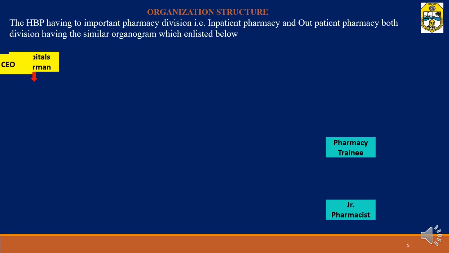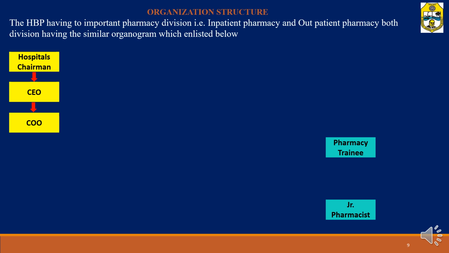Next to the hospital chairman, there is another person we already discussed, the CEO of that particular department. There are different CEOs for different departments, so a hospital pharmacy has its separate chief executive officer. Just below the chief executive officer, there is another person called the COO, the chief operating officer. Just below the chief operating officer, there is a vice president, department-wise.